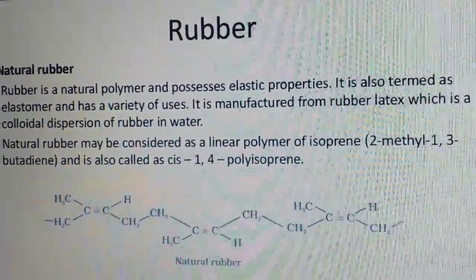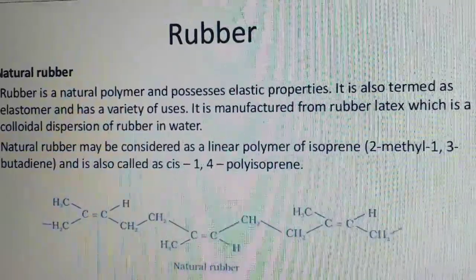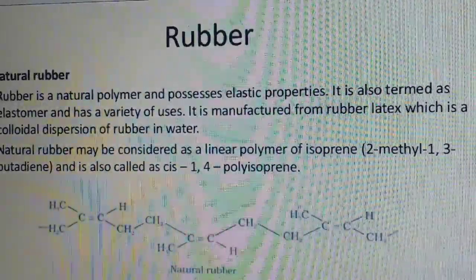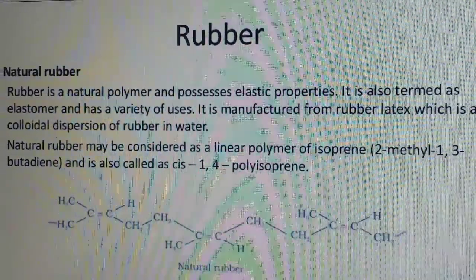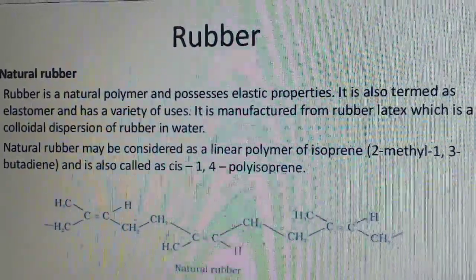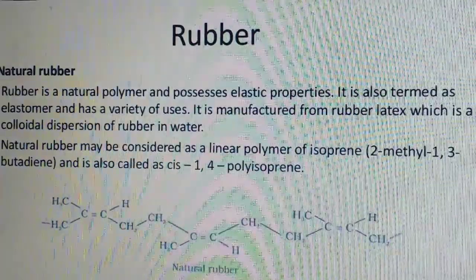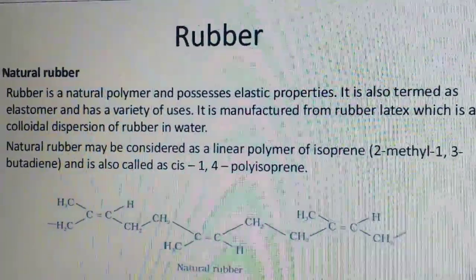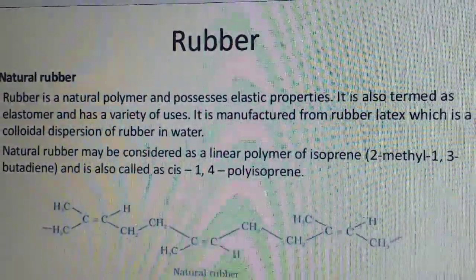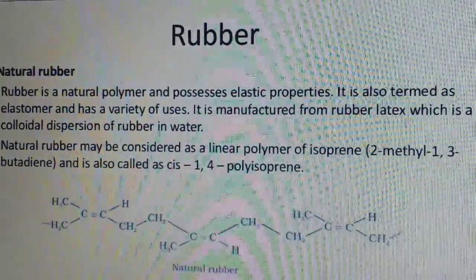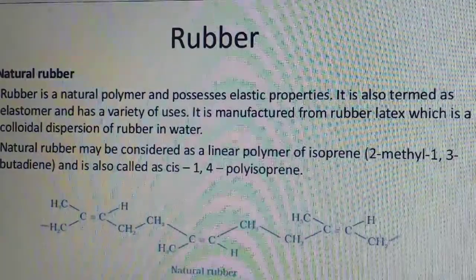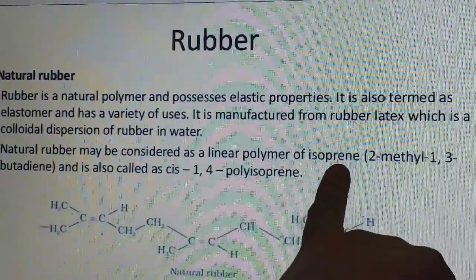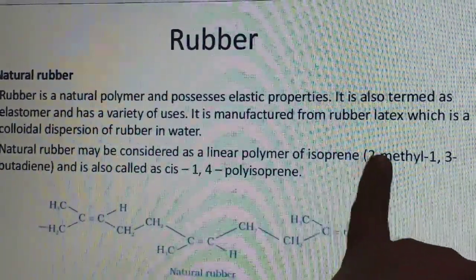Next, rubber, natural rubber. Rubber is also a natural polymer and possesses elastic properties. It is also termed as elastomer and has a variety of uses. It is manufactured from rubber latex, which is a colloidal dispersion of rubber in water. Natural rubber may be considered as a linear polymer of isoprene. What is isoprene?